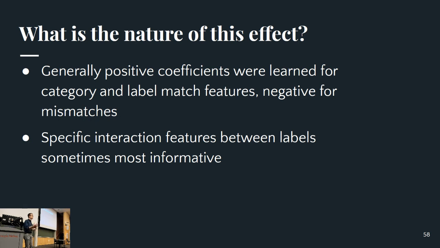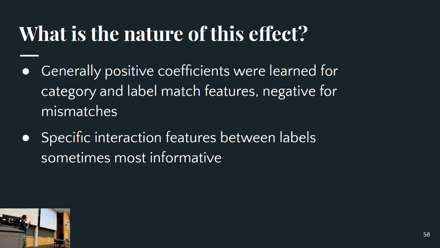The point is to figure out what types of identity positioning matter for this sort of content propagation on Tumblr. So we want to do some interpretation, right? To do that, we look at the learned feature weights in our logistic regression models. These were generally learning positive coefficients for category label match features and negative for mismatches. So this is what you might expect, right? If people put similar labels, we find that they're more likely, among their followers, to reblog that content.